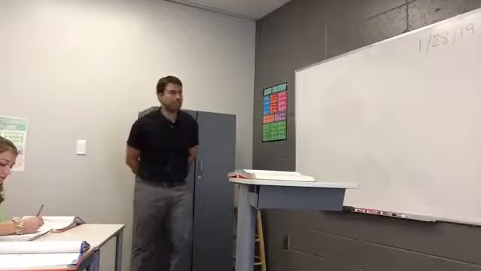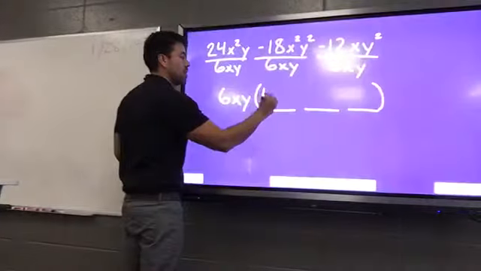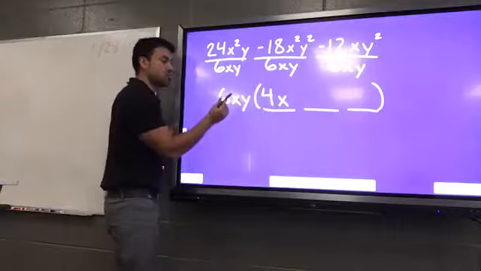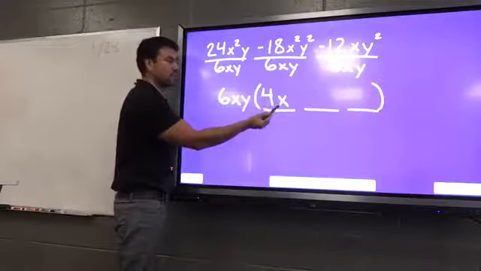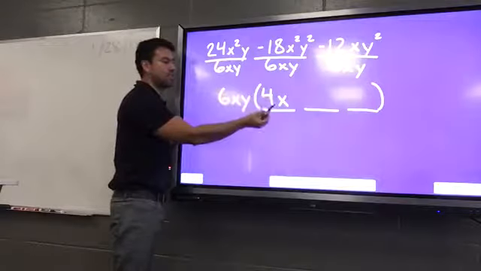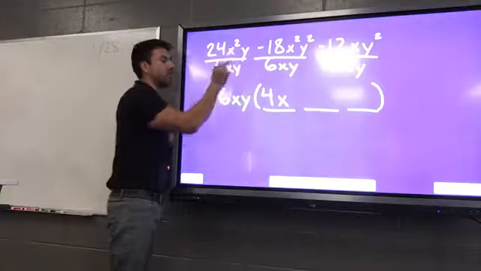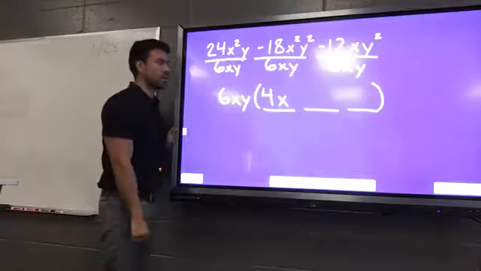All right, Braden, what should be in the first spot? 4x. Because what's 6xy times 4x? 24x squared y. That checks. It has to work.